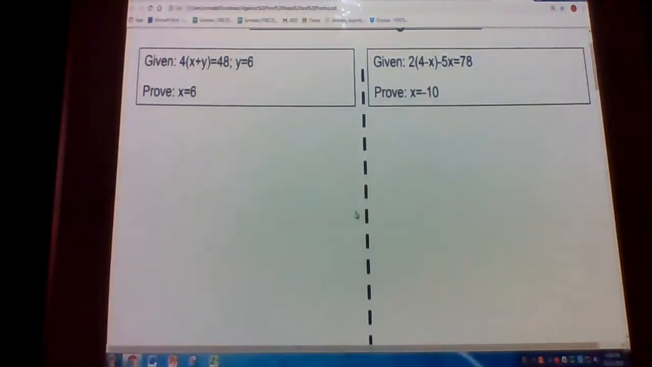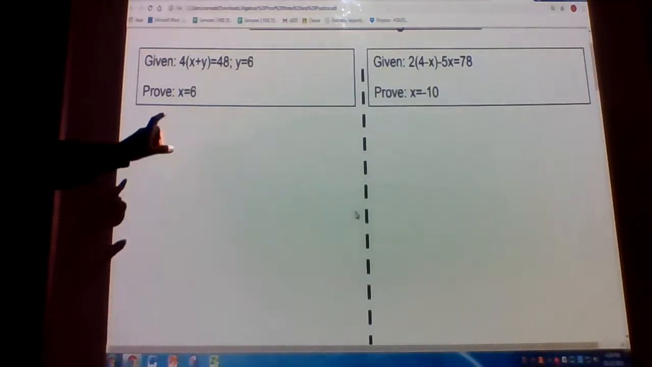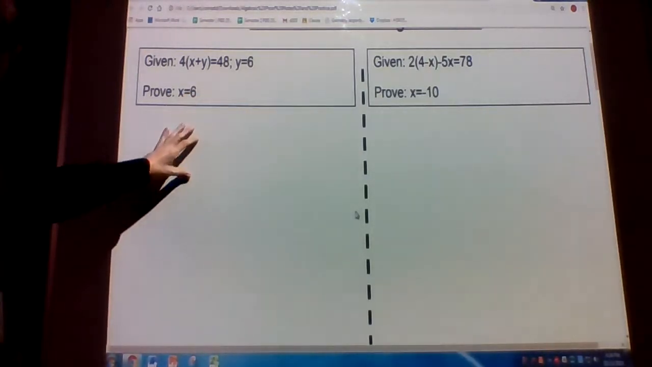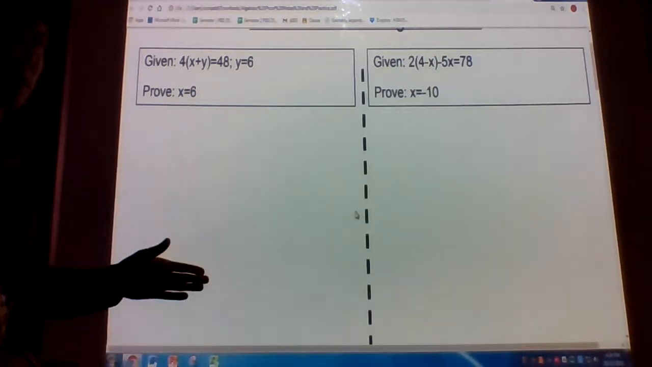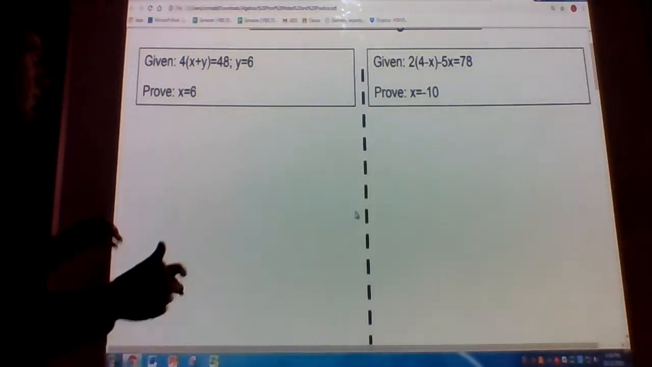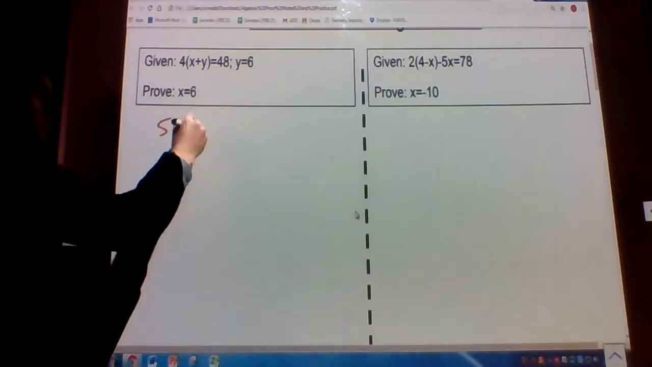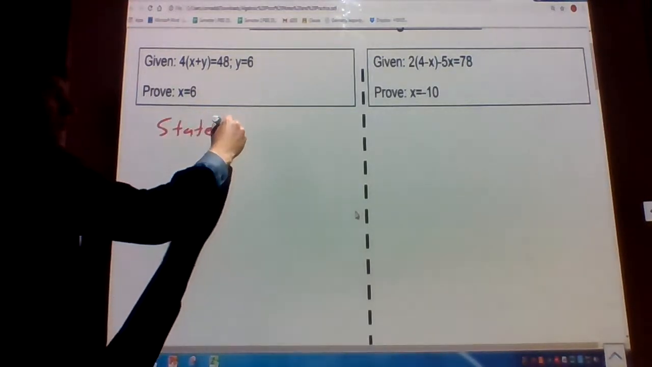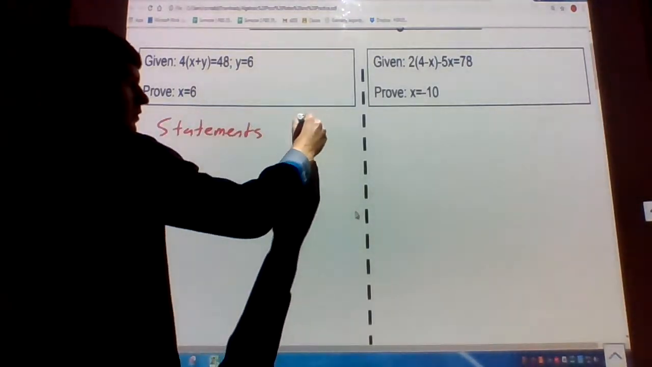Okay, this is the algebraic proofs practice. So we had the 4 proofs on the one side, and on the other side we had 2 proofs, and then we had some other problems to do. Okay, so proofs, we want to start with statements and reasons. Right, 2-column proofs, so statements, reasons.